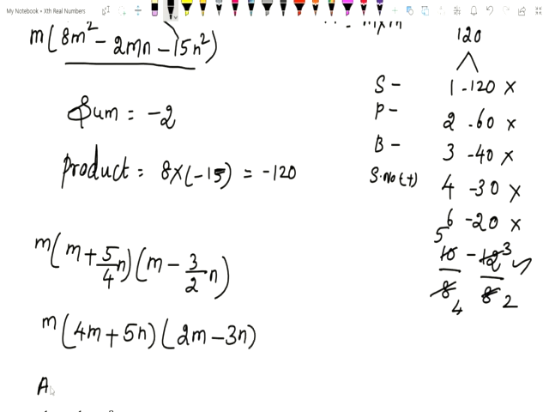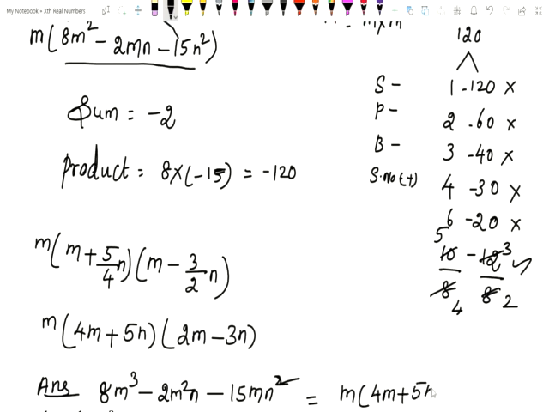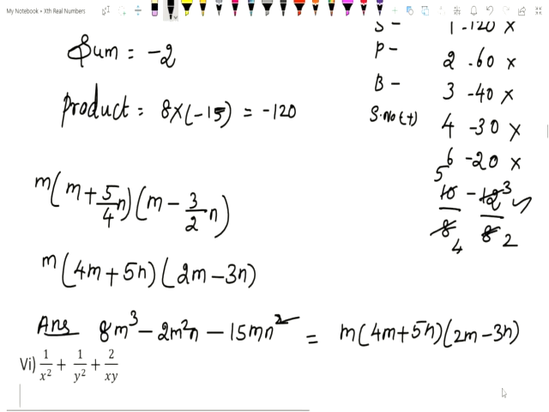So what is the answer, children? 8m cube minus 2m square n minus 15m n square equals m into 4m plus 5n into 2m minus 3n. Is it clear, children? Okay, children. See the next one.